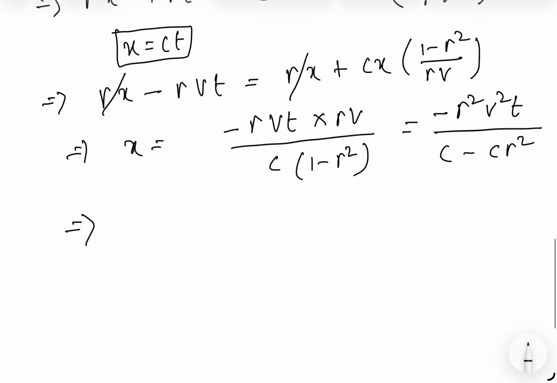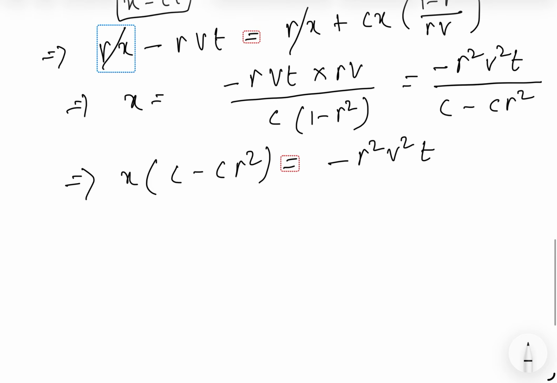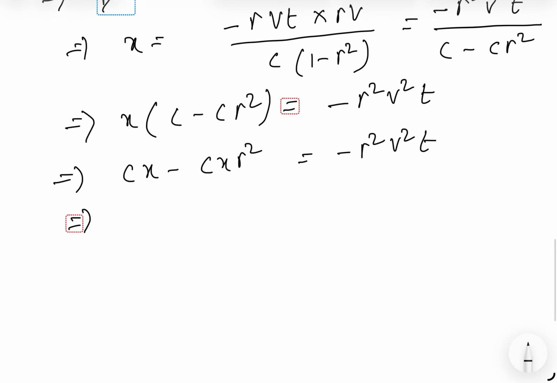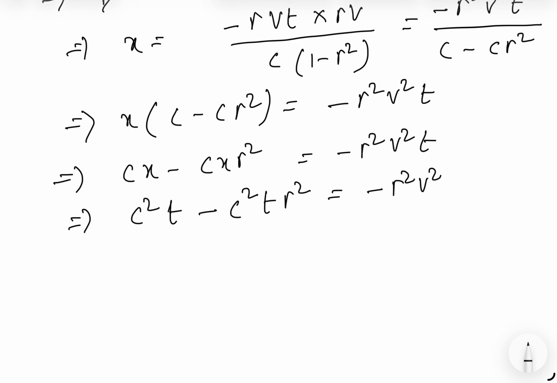Cross multiply, so you got x times (c minus c gamma square), right, equals minus gamma square v square t. Okay, rearranging: cx minus cx gamma square equals minus gamma square v square t. This implies x is equal to ct, so substituting, c times ct gives you c square t, and here also you can write ct, so c square t times gamma square equals minus gamma square v square t, right?